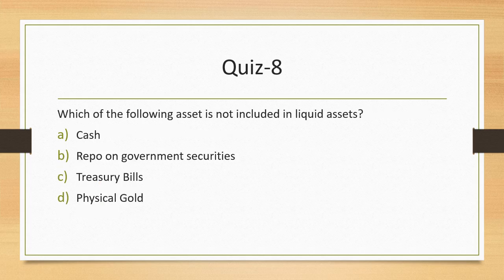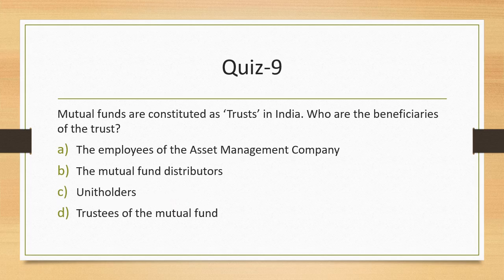Fine. Question number 8. Which of the following asset is not included in liquid assets? So if you have to calculate the liquid assets, you will consider cash, you will consider repo, you will consider treasury bills, but you will have to exclude physical gold because physical gold is not liquid. It's difficult to liquidate it, right? Question number 9 is, mutual funds are constructed as trust in India. Who are the beneficiaries of the trust?